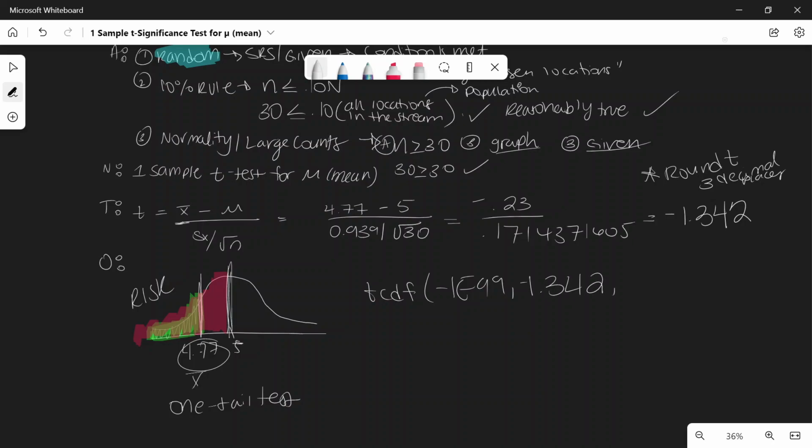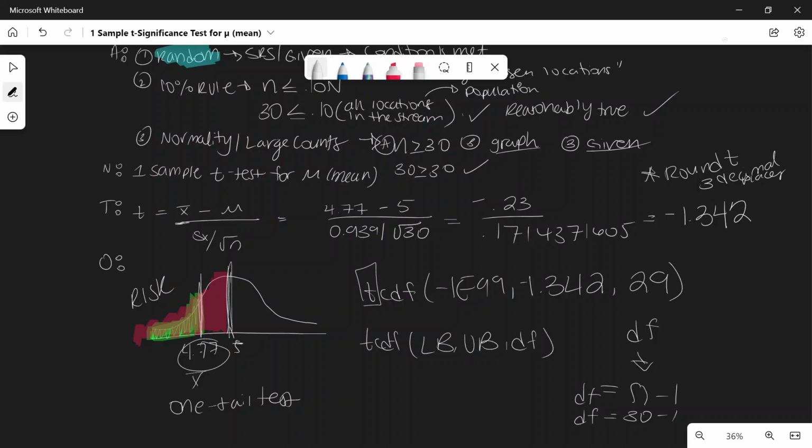And then when you're dealing with t, you have to use a degree of freedom. So your degree of freedom is going to be 29, because degree of freedom is your n minus 1. So you know that n is 30. So 30 minus 1 is 29. So essentially it's going to be TCDF, and it's going to be, what is it again? Oh, so it's going to be your lower bound, your upper bound, and then your degree of freedom. And your upper bound is your T stat. That's how you get your p-value.